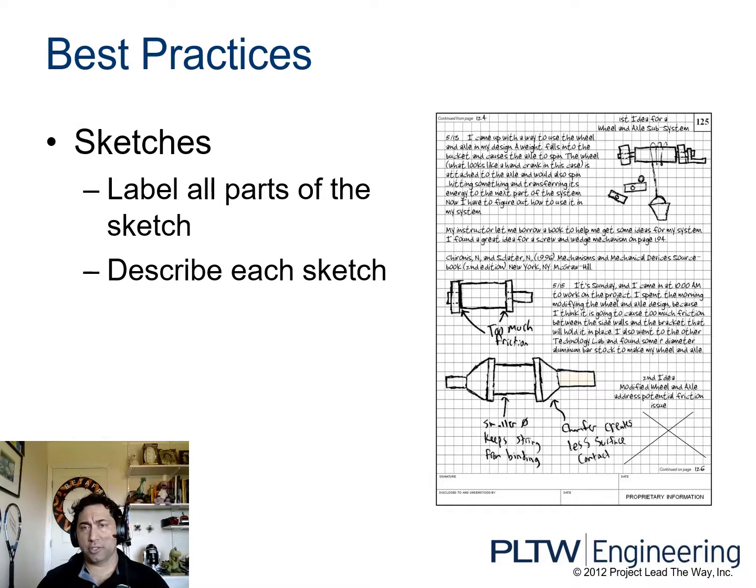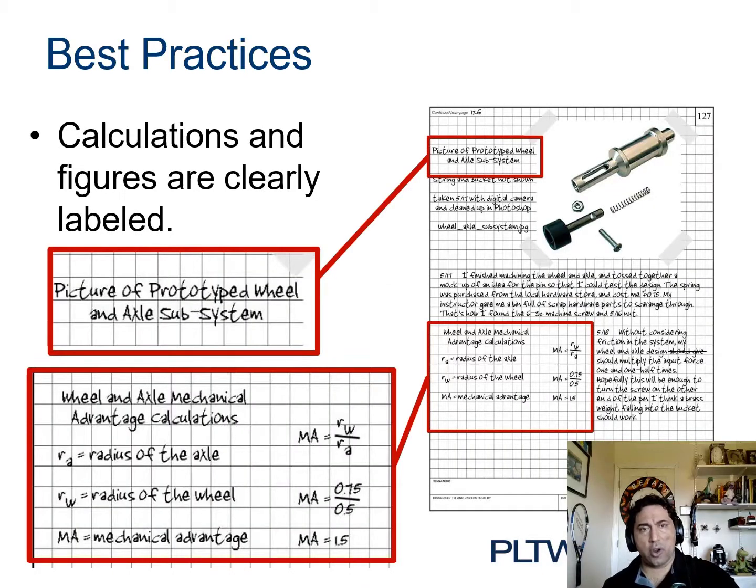Label all the parts of your sketch. Describe each sketch. Pretty self-explanatory. We talked about this before. Calculations and figures are clearly labeled. So you have this figure. It's of a wheel and axle subsystem, and they label it as such, so you know exactly what it is.